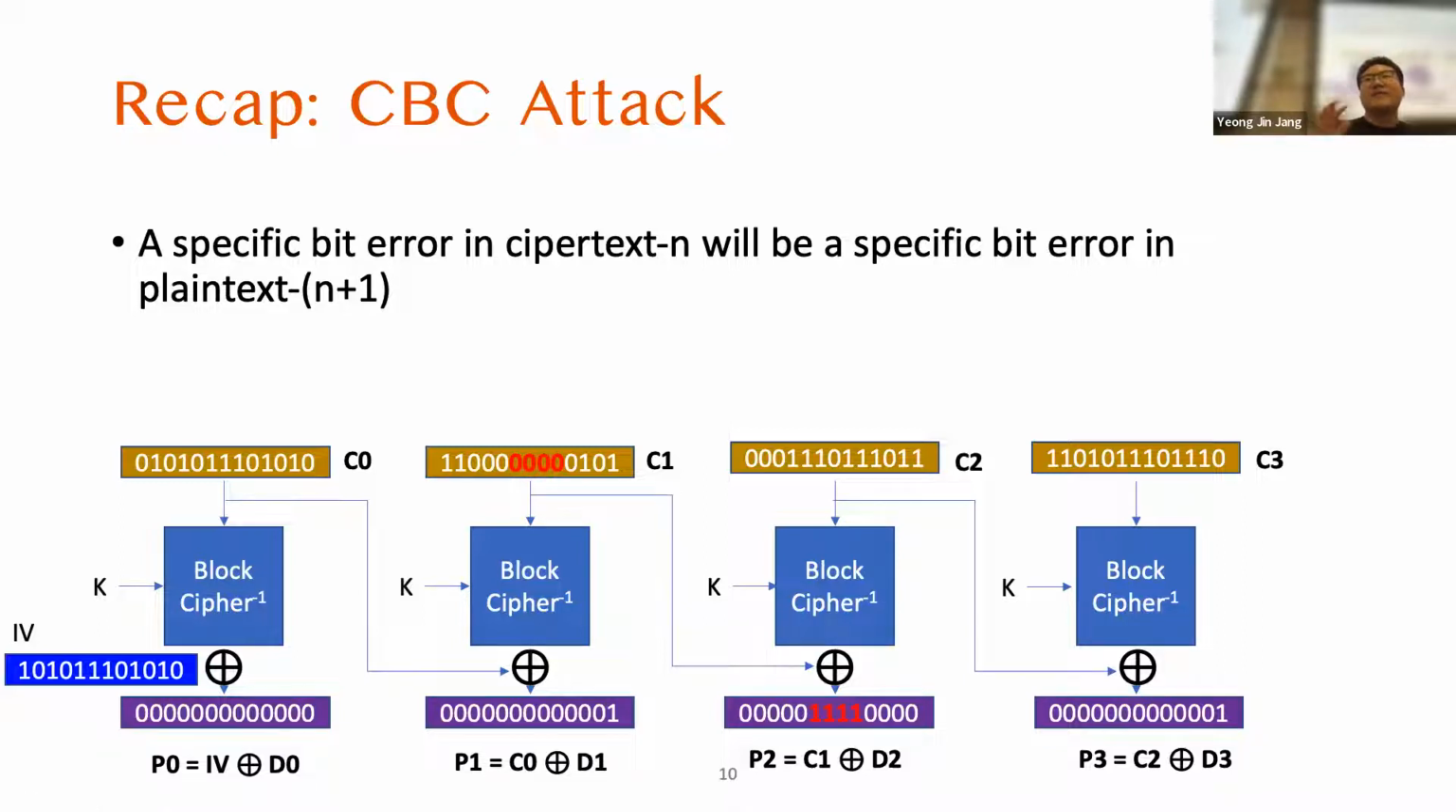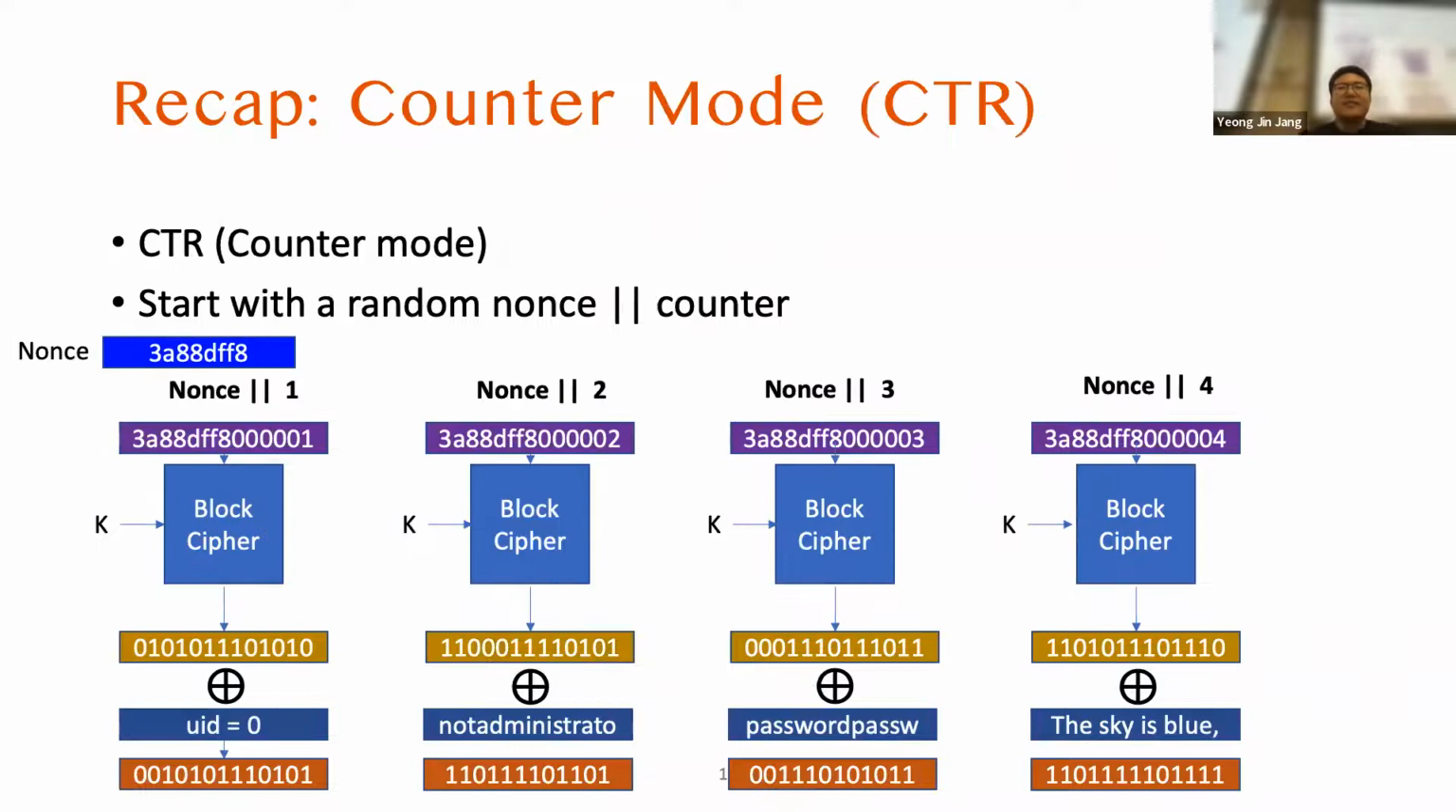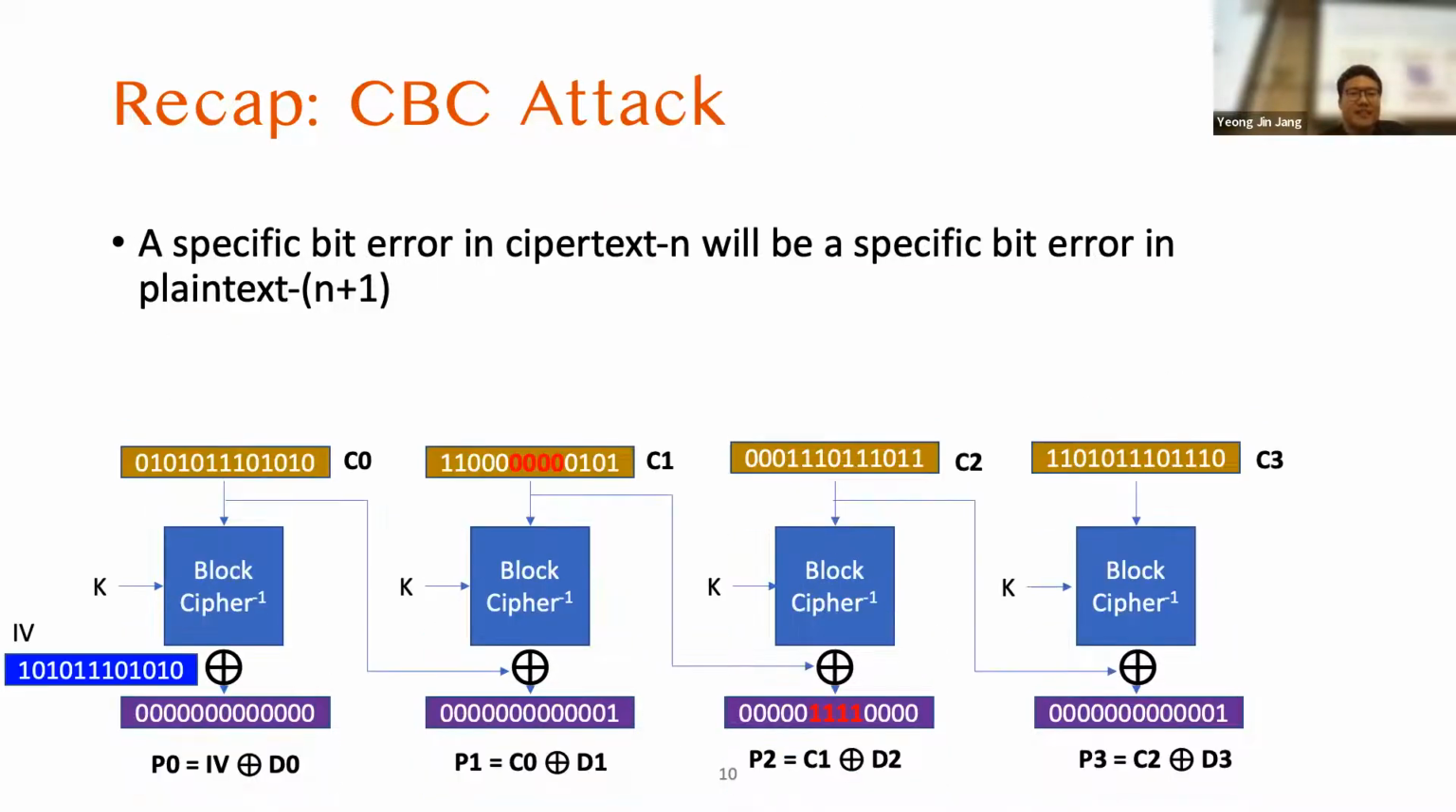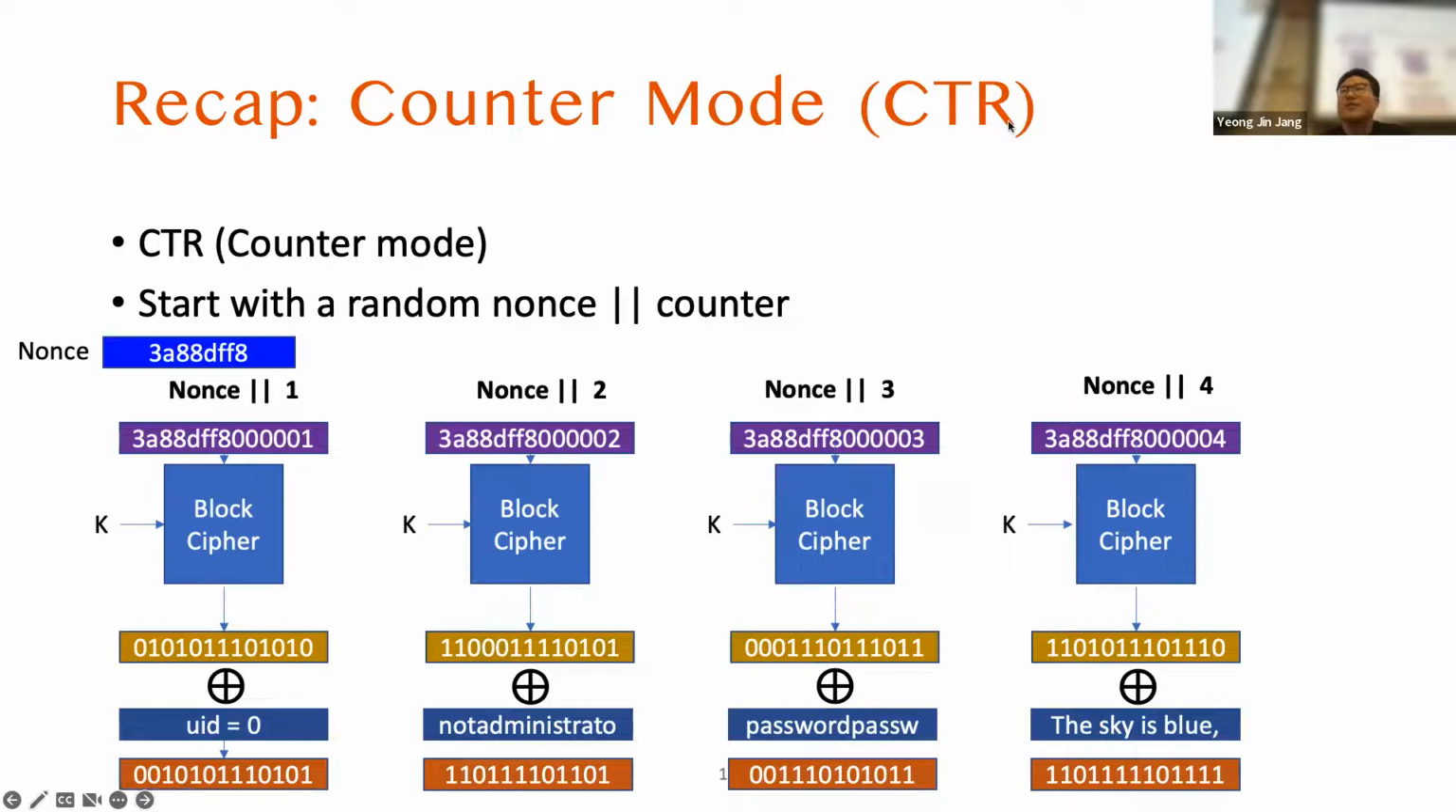But the good thing about the CBC is that if we encrypt the image, then it will look totally random, so we cannot see any character pattern in the encrypted image. And then the last one is the CTR mode. The counter mode is totally different. In the CBC, we use block cipher encryption and decryption, but in CTR mode, we only use block cipher encryption.